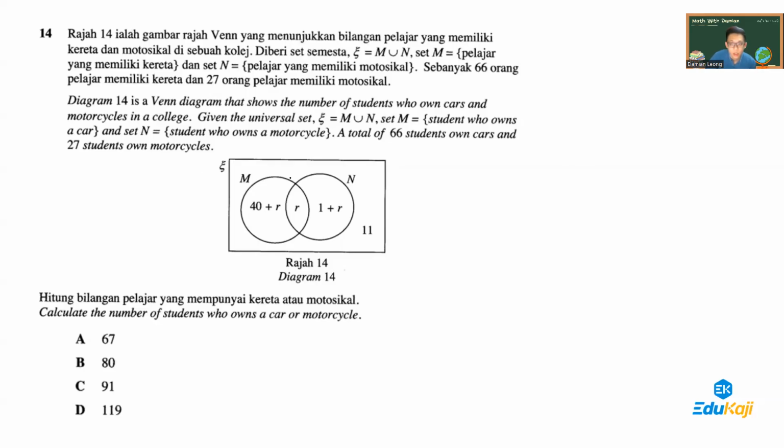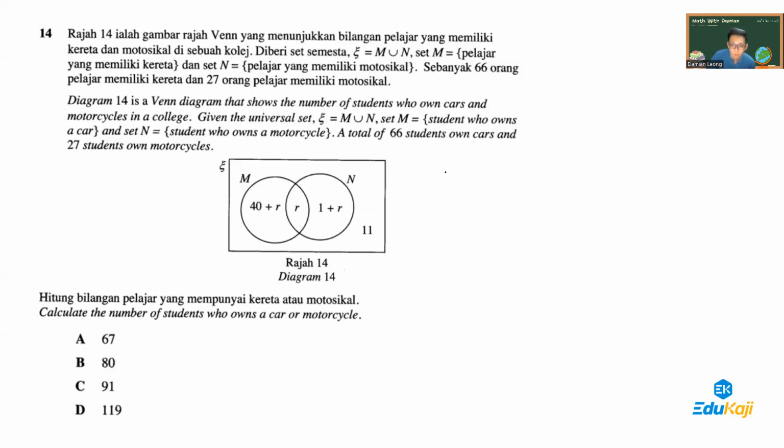Question 14. I have a Venn diagram here. I have set M, students who own a car. Sorry, M is students who own a car. N is students who own a motorcycle. A total of 66 students own a car. Yeah, own cars. Means the whole thing here is 66. 27 own a motorcycle. The whole thing here is 27.